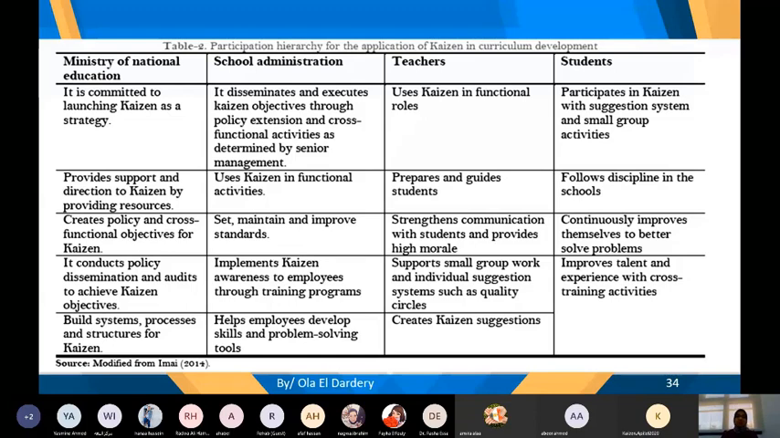All right, when it comes to teachers or professors in universities, they have to use Kaizen in functional roles. So they have to put Kaizen in their classes to do Kaizen activities with their students, as we're going to see in the upcoming slide. They have to prepare and guide the students into Kaizen activities, and this is something that is implemented in Japan and here in Asia as well. They guide and prepare the students to use Kaizen. They strengthen the communication with students and provide high morale.